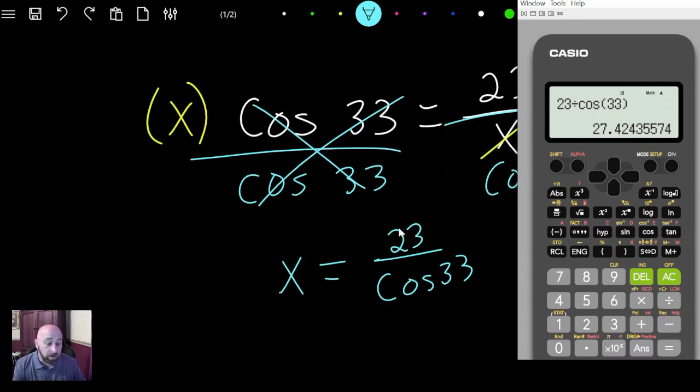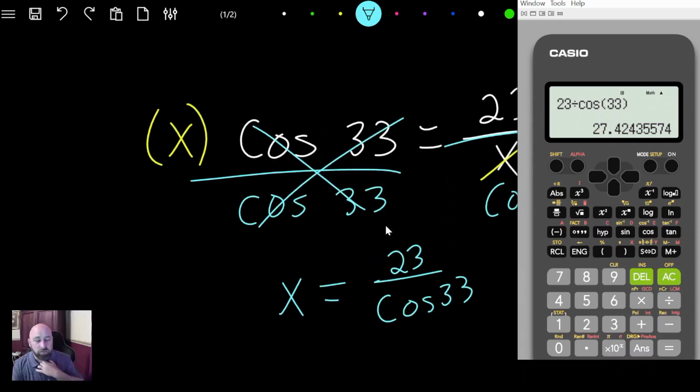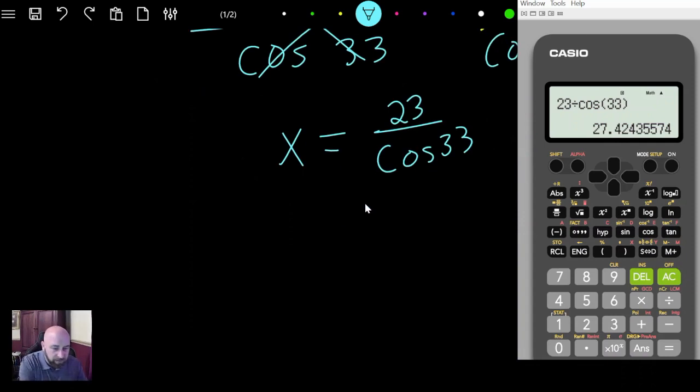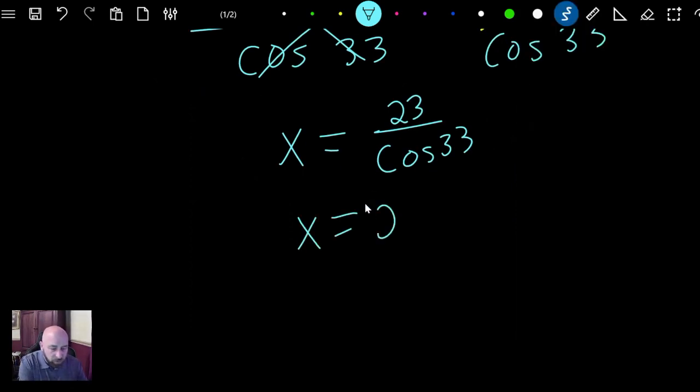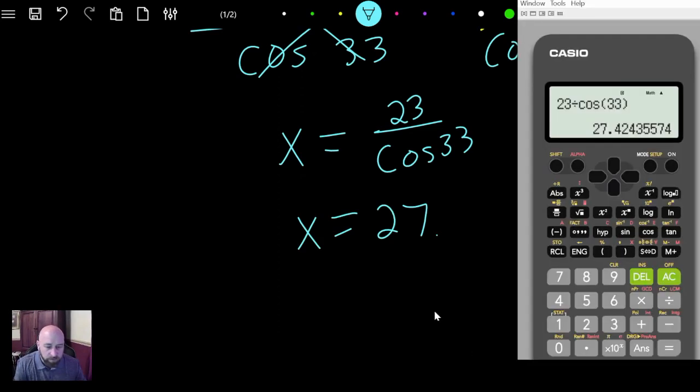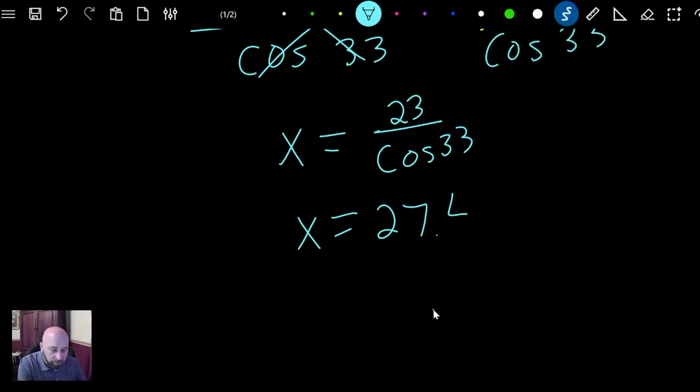So here our x, and let's go back to what is our x. First of all, let's write it in. So x equals 27.4. Now this is not correct. It's not an exact value, so we're going to have to put our approximately sign on there. So our x is approximately 27.4.